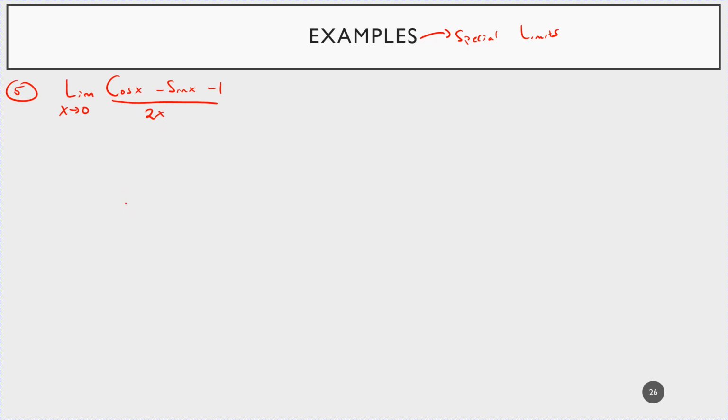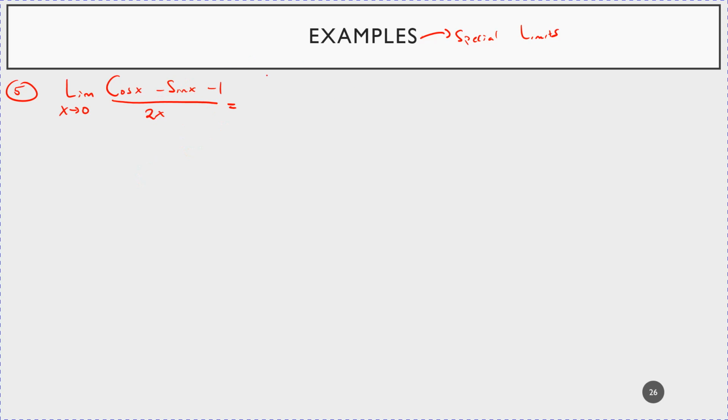So it's like, how do I solve this? If you plug 0 in, you get 1 minus 0 minus 1 is 0. 2 times 0 is 0. So you get 0 over 0. You get the indeterminate form. Okay, not great. Great actually, because that means you can solve it. So the key here is you want to break this up.